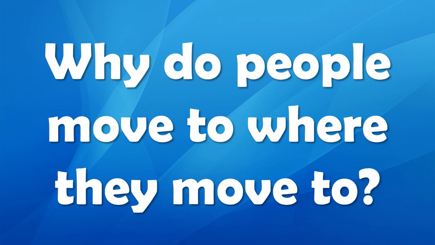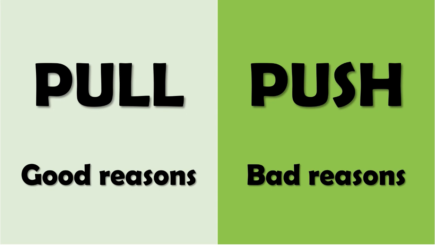So why do people move to where they move to? What's the equation that goes on in their head that makes them decide, I'm going to leave this area that I've grown up in and move to a different area? Well, it's actually quite easy. What we're going to look at is the pull and push factors. This is the equation. It's just two parts. The pull is the good reasons and the push is the bad reasons.